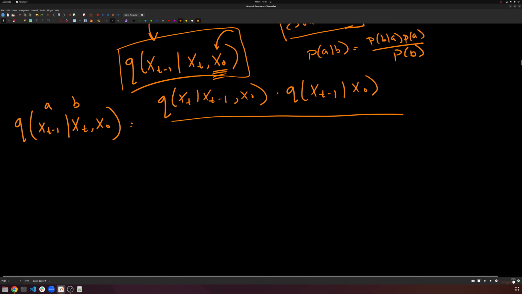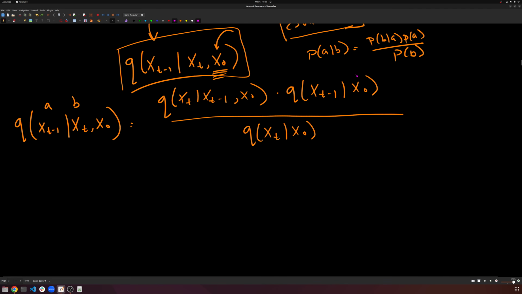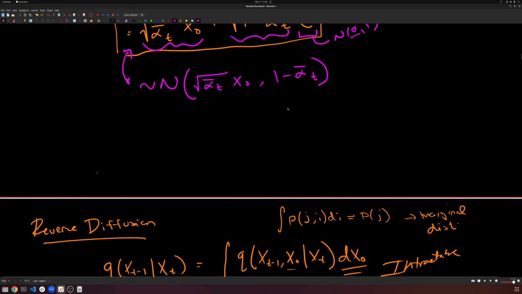And then we're going to divide all of this by the probability of B, which is just XT, and the X0 just hangs around. So it's going to be Q of XT given X0. So there we go. That is our Bayes rule setup. And now you should start to see elements that we've seen before. We know how to get from X0 to XT. That's no problem, right? We just solved for that. That's exactly what we did earlier.